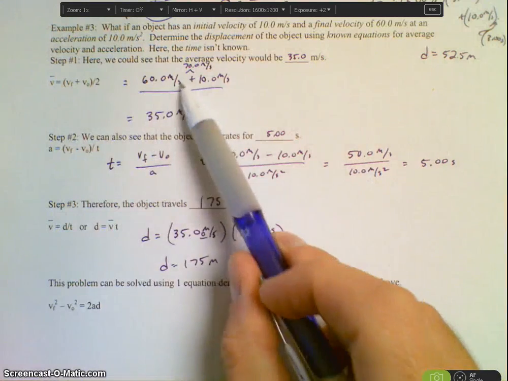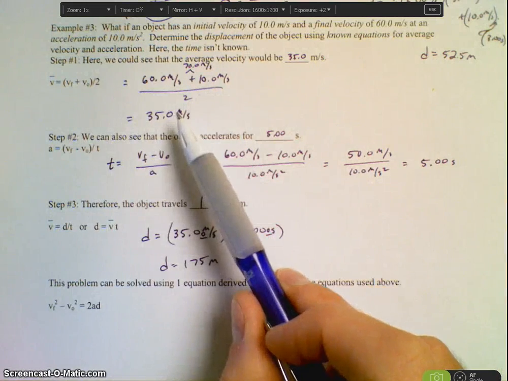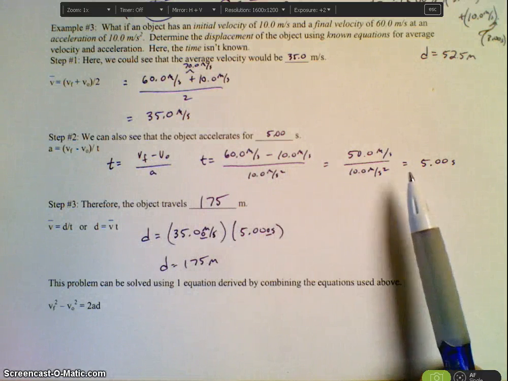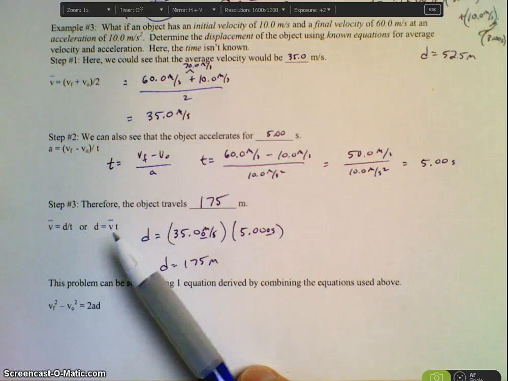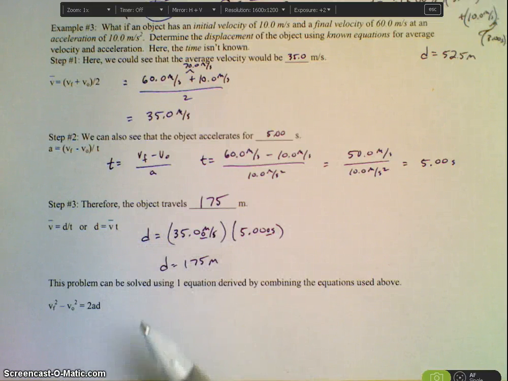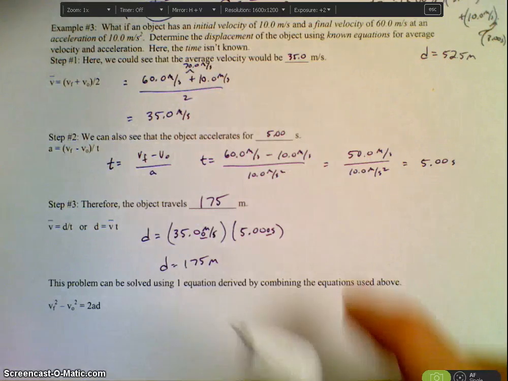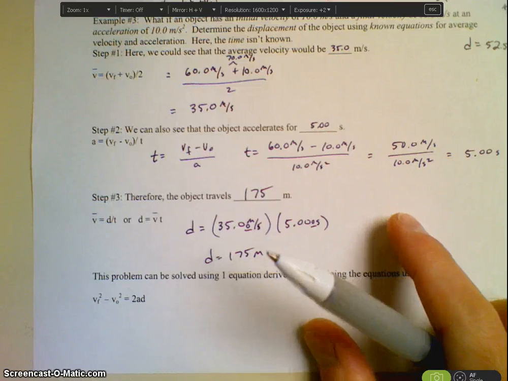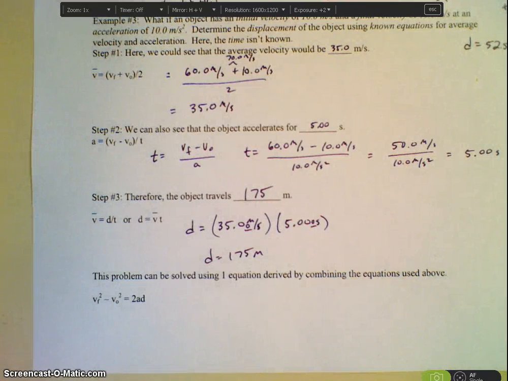Again, solving for average velocity, should be nothing new there. Solving for time, nothing new there. And then we can solve for the displacement, taking the average velocity times the time to solve for that. Now we're going to derive the single equation here to get that. So I'm going to kind of help you through it. You'll need to pause at certain points so you can do some of the work.